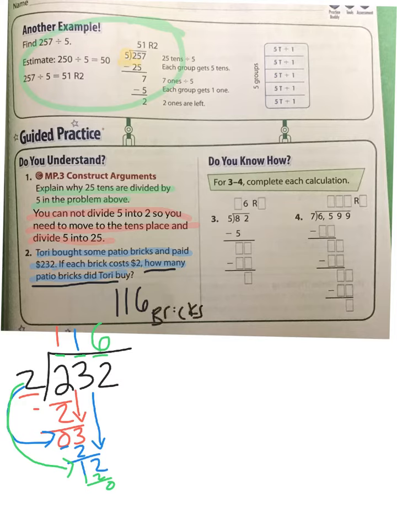All right, now we're going to move on to number 3. In numbers 3 and 4, some of the numbers have been put in place for you. Just remember to use your steps of division, where you divide, multiply, subtract, bring down, repeat. So let's start with number 3.